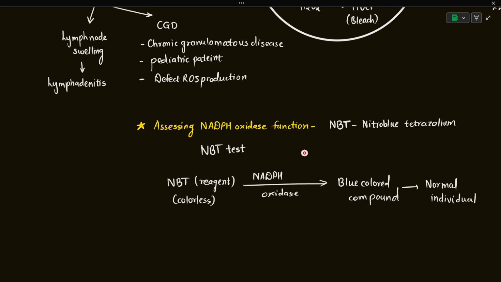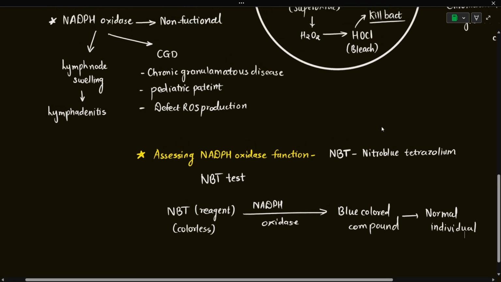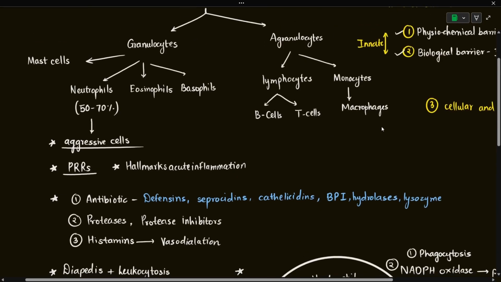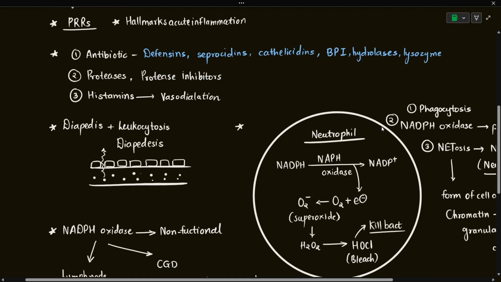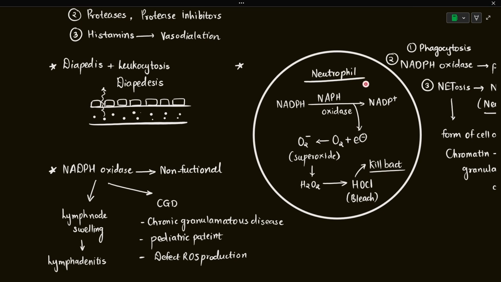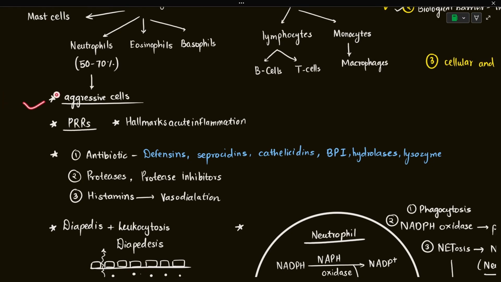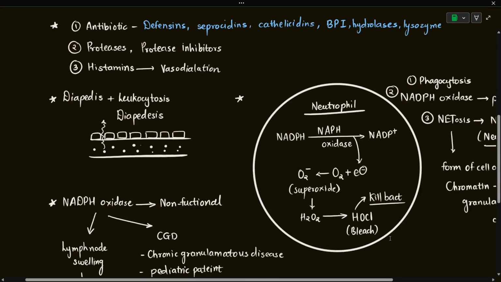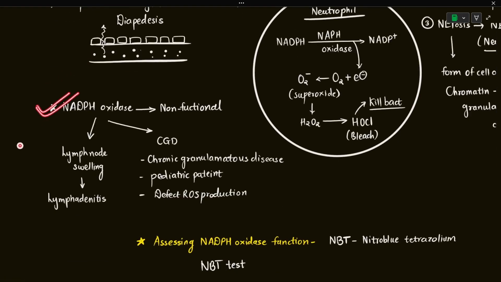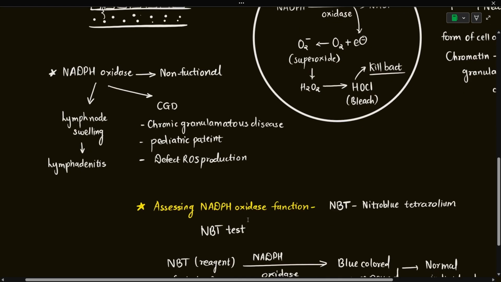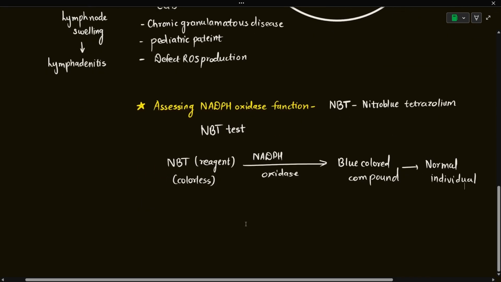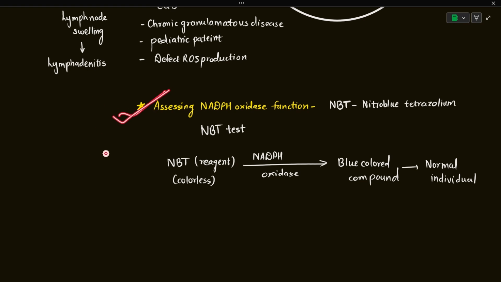With this, I am done with the neutrophils lecture. I have discussed neutrophils in detail, and it was really important to know about them because they are the first ones to react and arrive at the site of infection. We discussed the characteristics possessed by neutrophils, the ways by which they kill pathogens, and diseases related to neutrophils if their enzymes become non-functional. We also discussed a test for assessing the function of NADPH oxidase. With this, I conclude the lecture here.